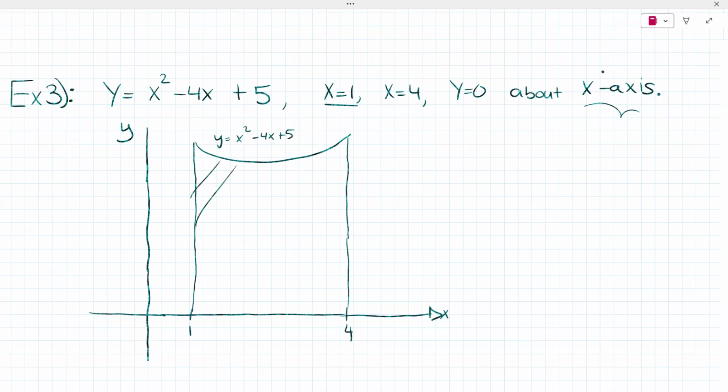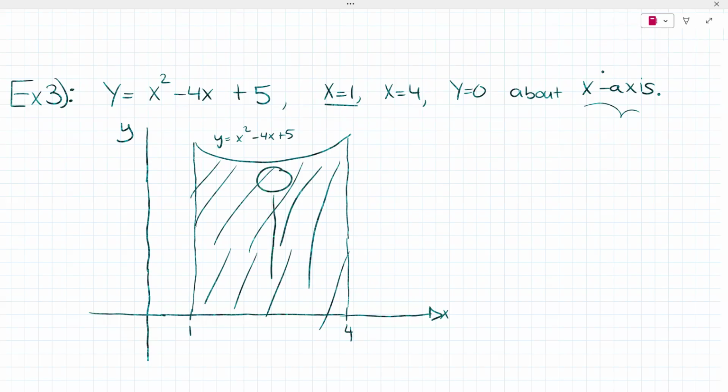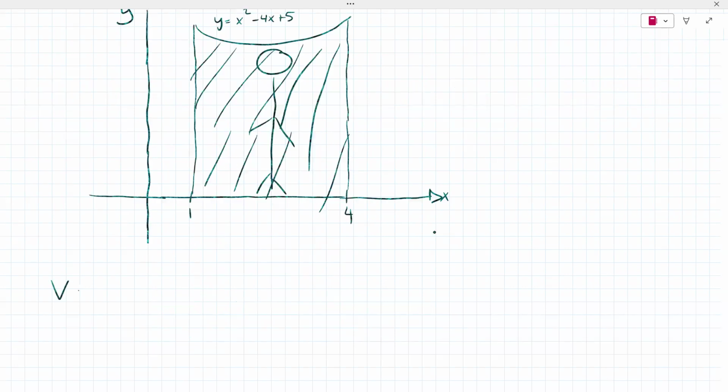And we've got to find the volume about the x-axis. So here's the x-axis. That means you're standing here, and our head is the top and our feet is the bottom. So we're going to use this volume formula: pi, integral from a to b, of top minus bottom, squared, dx.